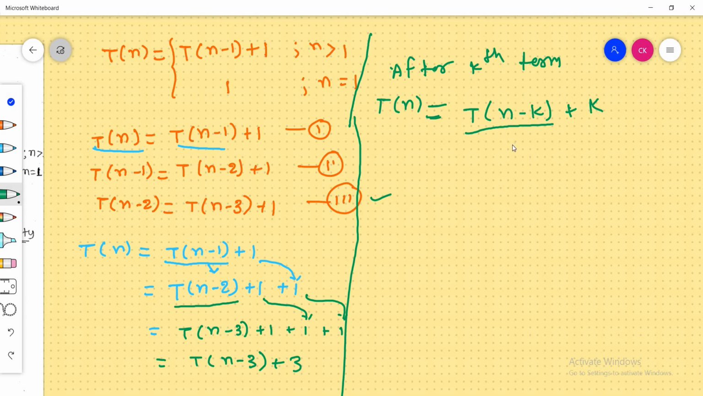So with the help of base condition. What is base condition? Base condition is if T of n is equal to 1, then this is 1. This is given in the question itself: when n is 1, this will be 1. So let's assume this one, this whole thing.